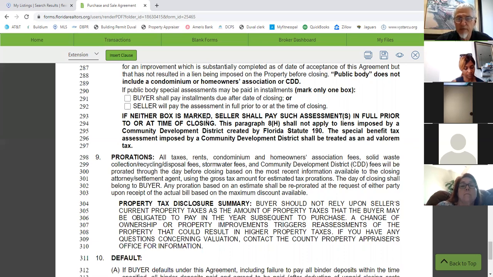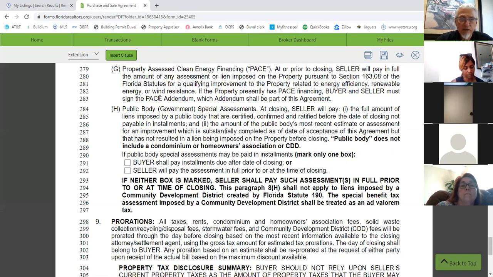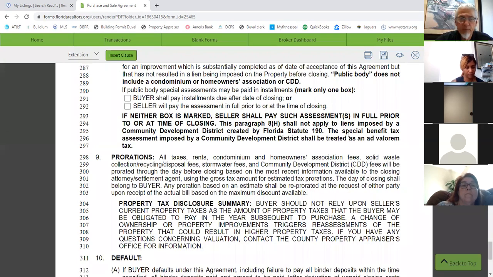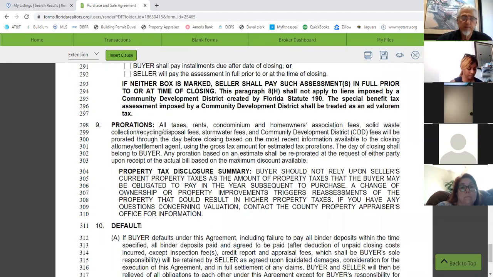Prior to or at the time of closing. So you get this automatically if they don't mark either. 8H, what is 8H? That's this one. It shall not apply to liens imposed by community development districts created by Florida Statute 190. That's a specific thing. And special benefit tax assessments imposed by community development districts. So it does not include CDDs. Shall be treated as ad valorem taxes and prorated. Then it talks about proration.